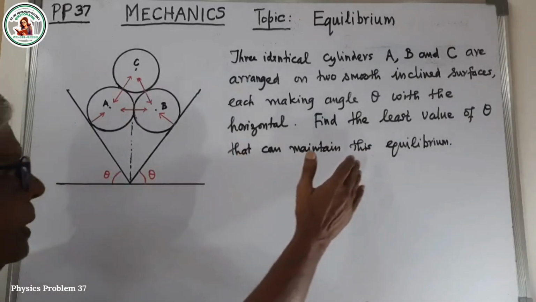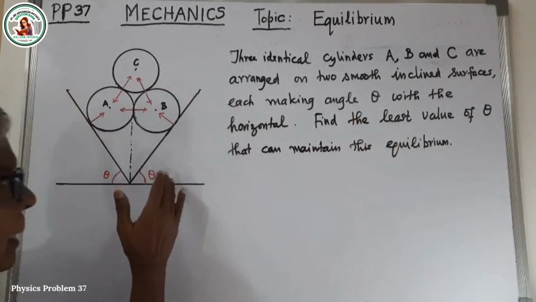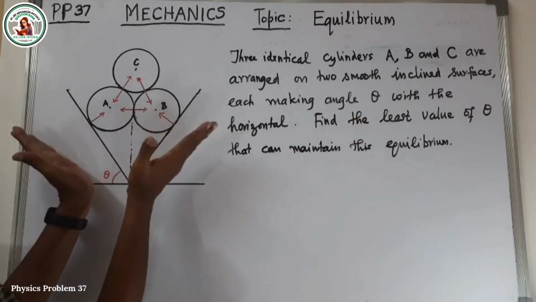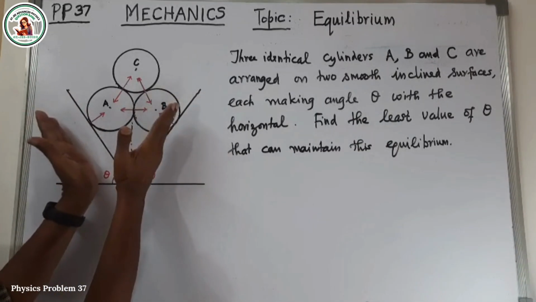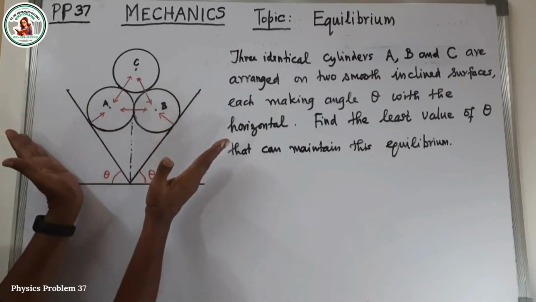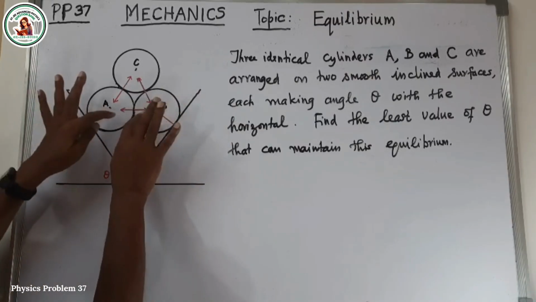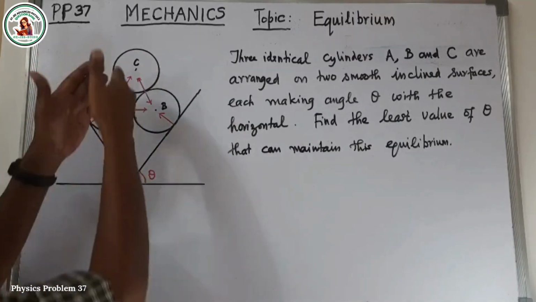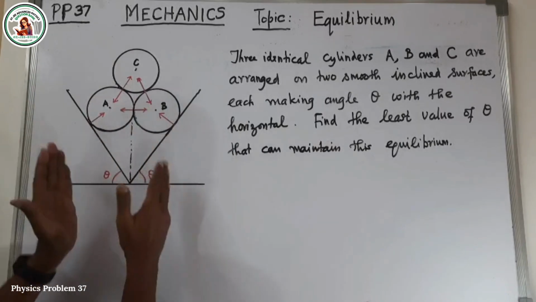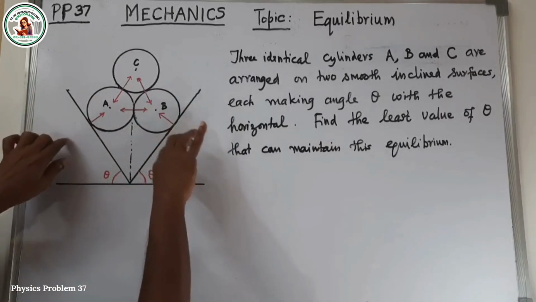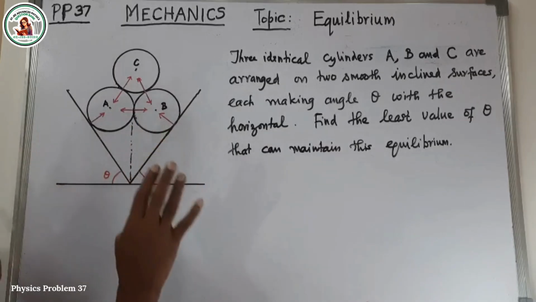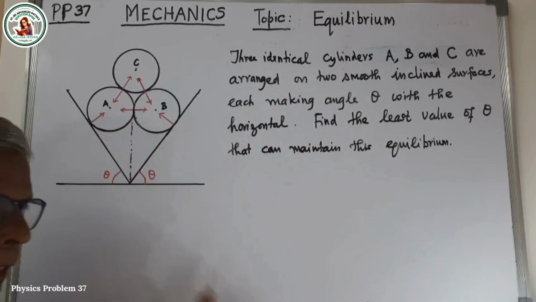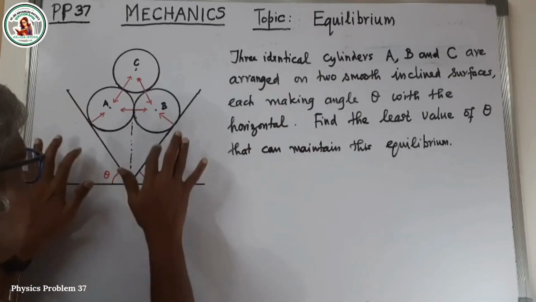Now we want to find the theta minimum, that is this. See, as you diverge the planes, there is a possibility that these two will get separated and this will fall down into the gap. That is the case when this theta is decreased. So there is a minimum angle theta at which this equilibrium can still remain. That angle theta we have to find.